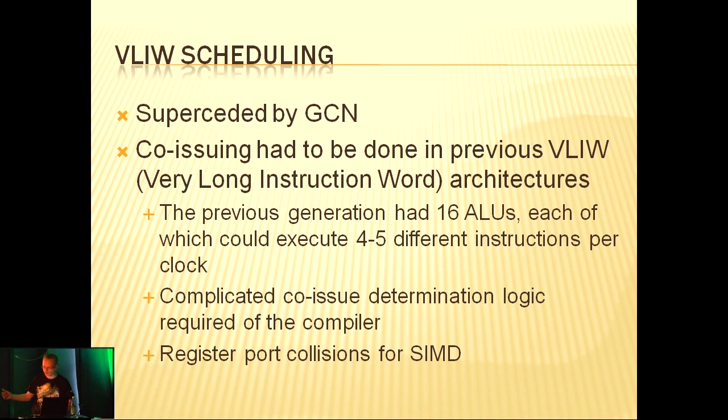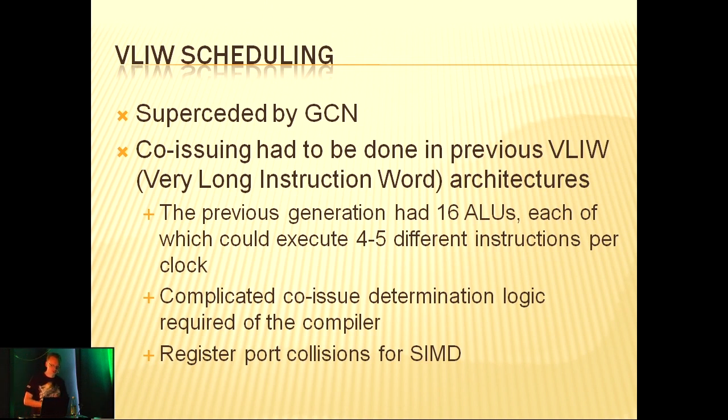I wanted to talk a bit about VLIW scheduling as well, because this is what was done before. There were problems with this kind of architecture, which basically resulted in the creation of the Graphics Core Next technology. It superseded VLIW, which was the technology used before that. The problem really with VLIW was that the compiler had to actually look at the code and find 4 to 5 different instructions that it could co-issue.